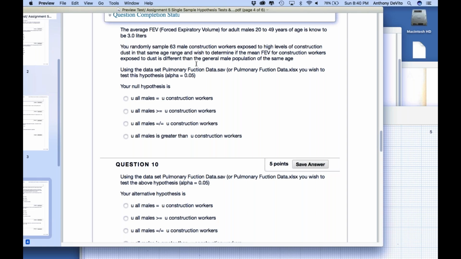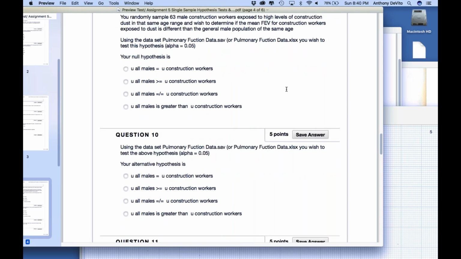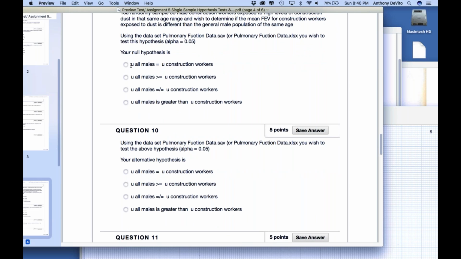Okay, so we want to know if there's a difference. Notice this question doesn't ask is it greater than, is it less than, it just asks is it different than the general male population at the same age, right? So our null hypothesis is that the mean for all males is equal to the mean for construction workers.